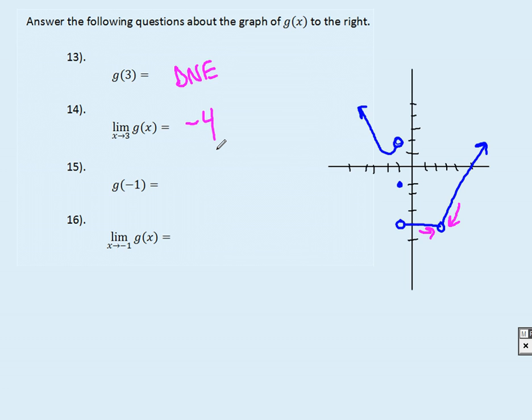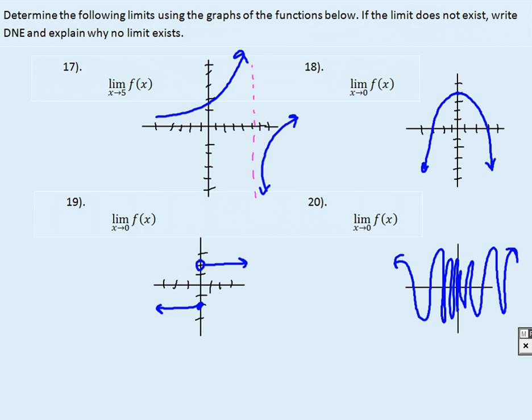For g of -1, I have open circles, I do have one closed circle though, so g of -1 is -1. And as I approach -1 though, here I'm going up to 2, and here I'm going to -4. So my limit is not the same from both the left and the right, so I do not have a limit at all. Alright, in this one we are determining limits again at the various points.